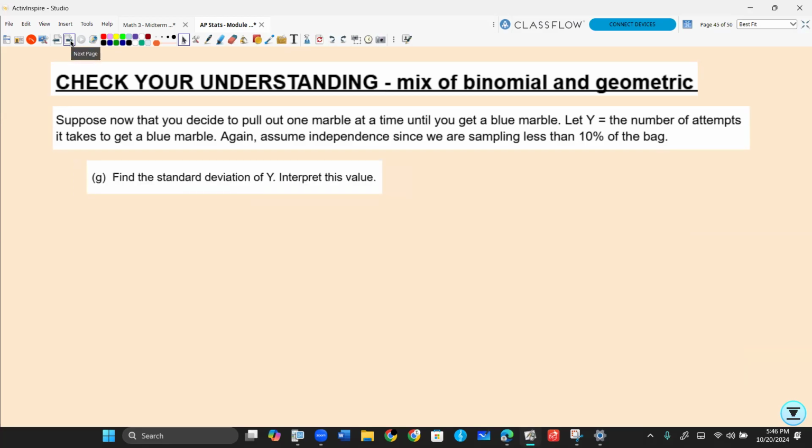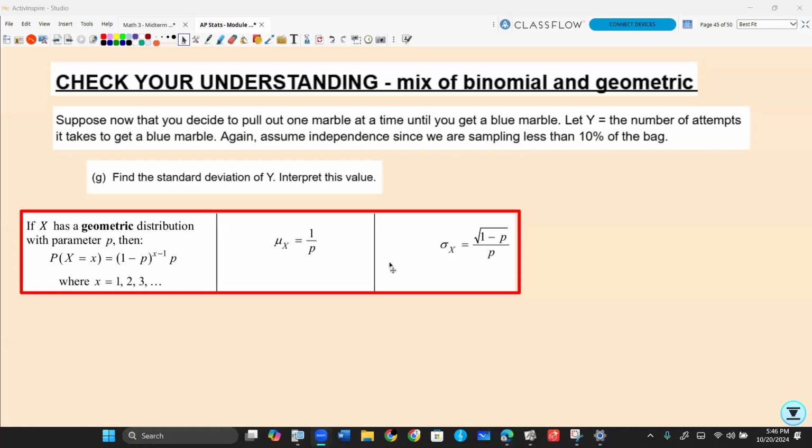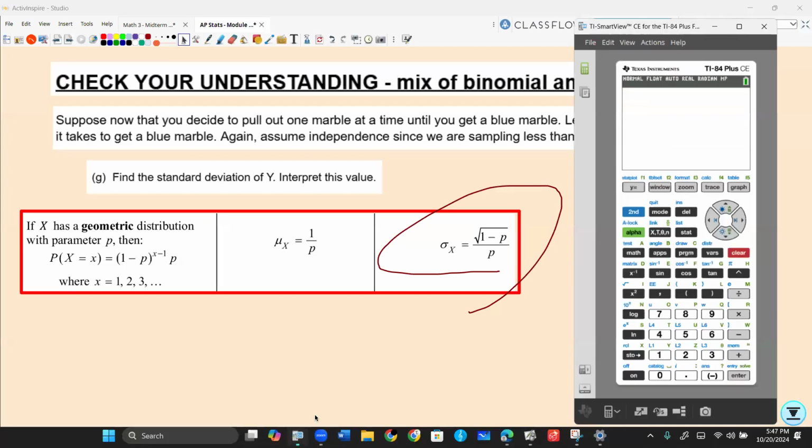Find the standard deviation of y, interpret this value. So again, we're going to use that formula sheet. When we have our standard deviation formula over here, so let's plug that into our calculator. Just do square root, 1 minus 0.4. Make sure you go out of the square root or press enter, and then divide that by 0.4. And that gets you 1.93.